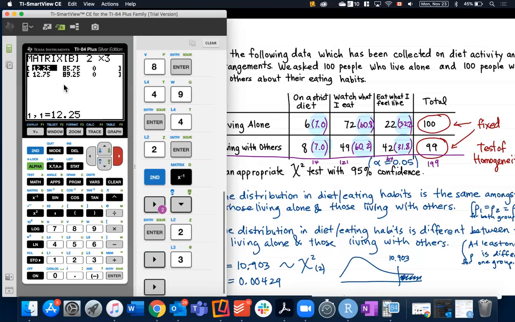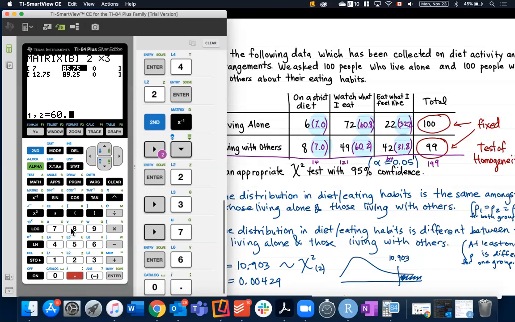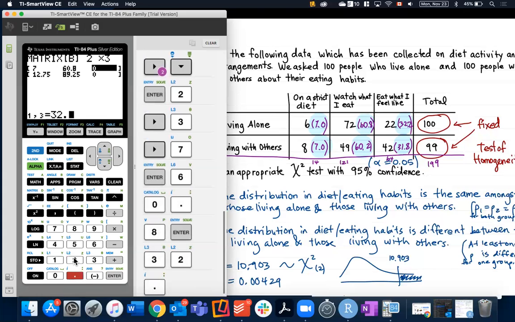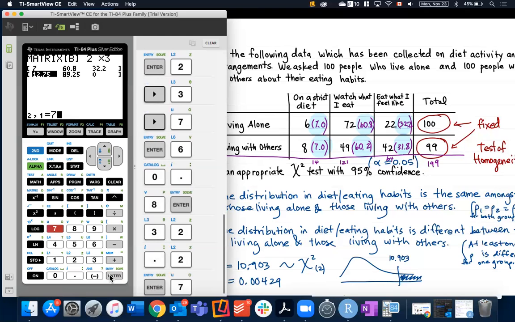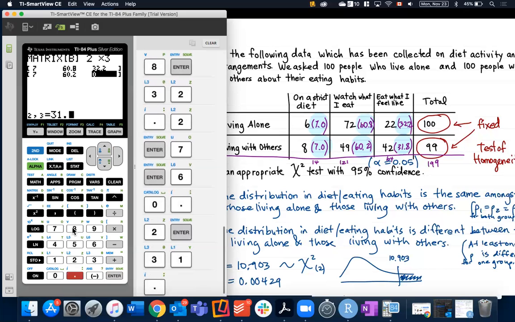So I'm going to enter these into my calculator here. So I've got 7 and then 60.8 and then 32.2 and then 7 and 60.2 and 31.8. Perfect. Okay, so in matrix B, I've saved the expected values. In matrix A is the observed values.